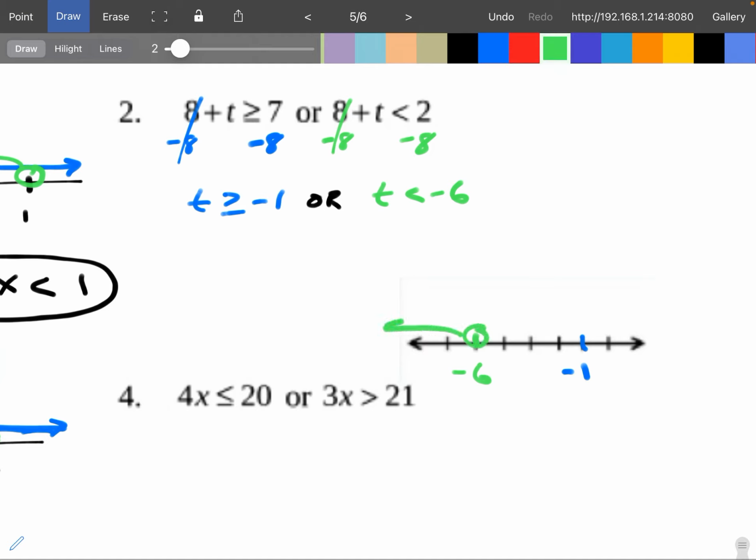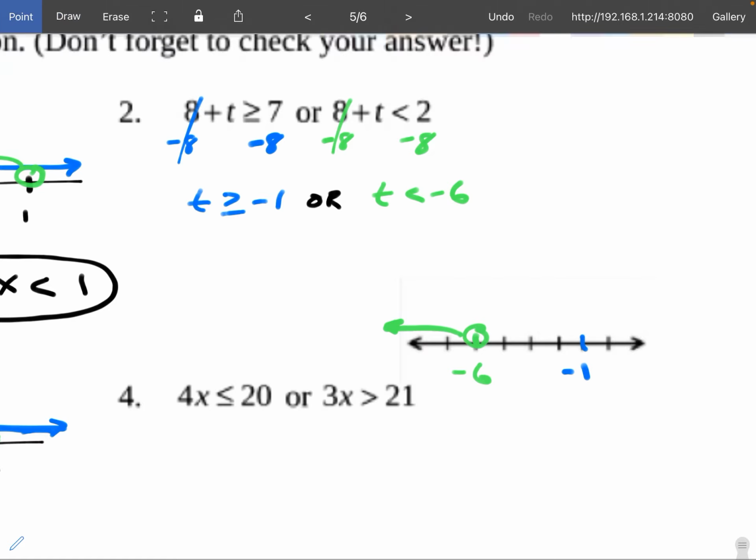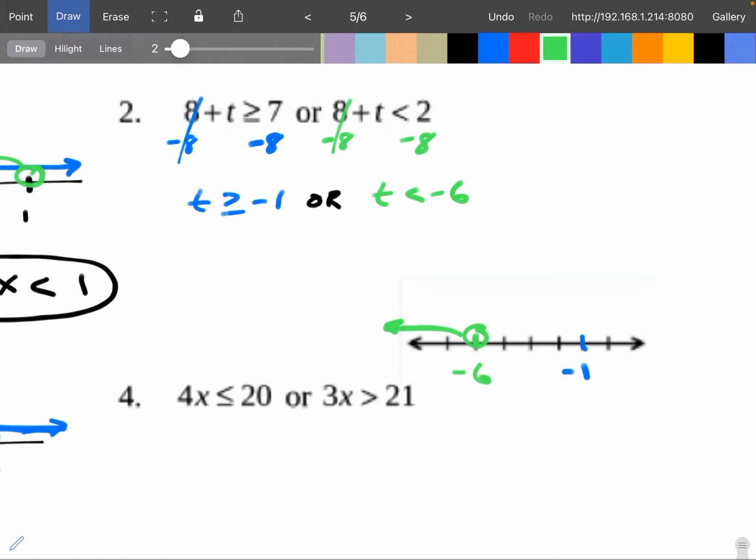So on the green one here, open circle or closed circle? Open. Shaded to the left. So in the green, open circle at negative 6, shaded to the left. All right. Then in the blue, open circle or closed? Closed. So we got a closed circle at negative 1, shaded to the right.